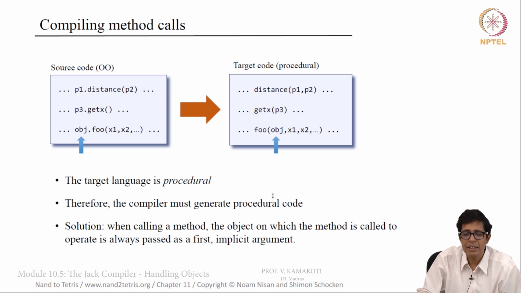So in general we are calling object dot foo of x1, x2, x3, some object, and within that object there is a routine foo of x1, x2, and actually in the target code there is foo of object, x1, x2. Okay. So this is how this is going to happen, right.